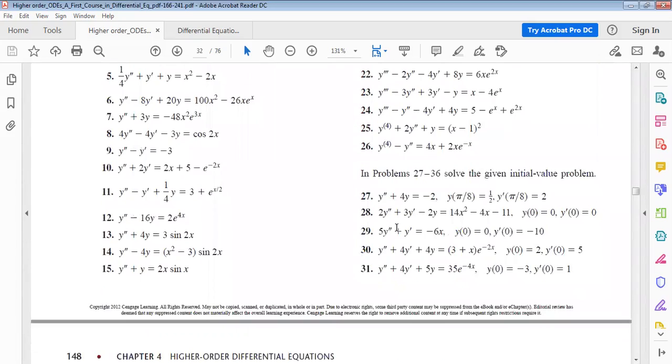So after 27 to 31, this will be the homework for you: this initial value problem, and of course non-homogeneous. This is only second order. This will be homework for you.